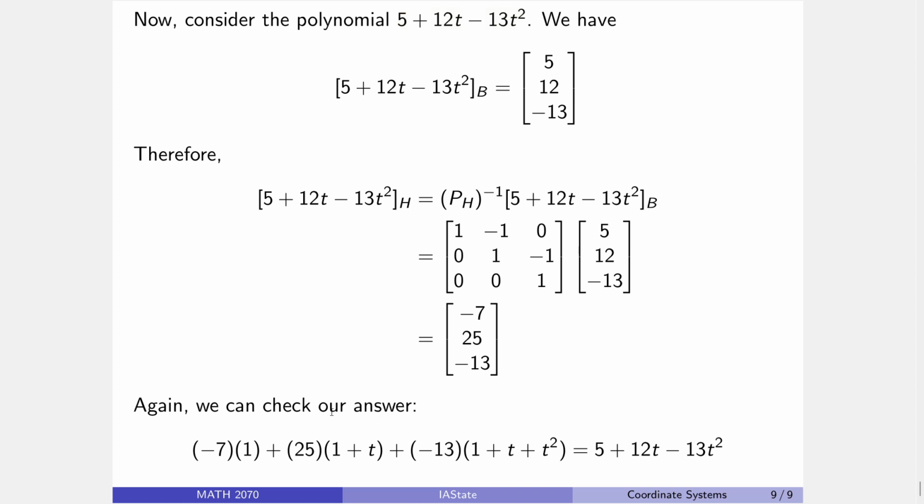So note the constant term will be 25 minus 7 minus 13. That is indeed 5. The t term needs to be 12. Here I have a positive 25 and a negative 13, so I get 12. And my t squared needs to be negative 13. Perfect. There we go. Now we know how to represent any polynomial with respect to any basis. You just got to convert it over to Euclidean space and work with it there. Good stuff.